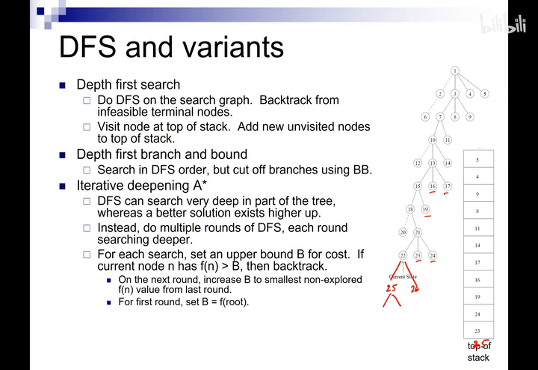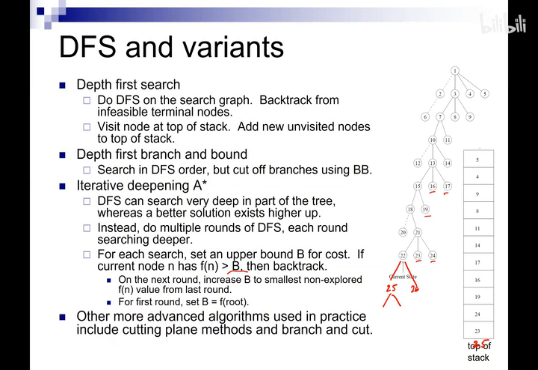But if you don't find any solutions in those layers, then you want to search deeper, and therefore you need to increase this upper bound. You can increase this in different ways. One is that you can take the unexplored node with the smallest F value from the previous round, and set that to be your B value for the next round. Initially, your B value is just the F value for your root. So this is one way that you can implement iterative deepening.